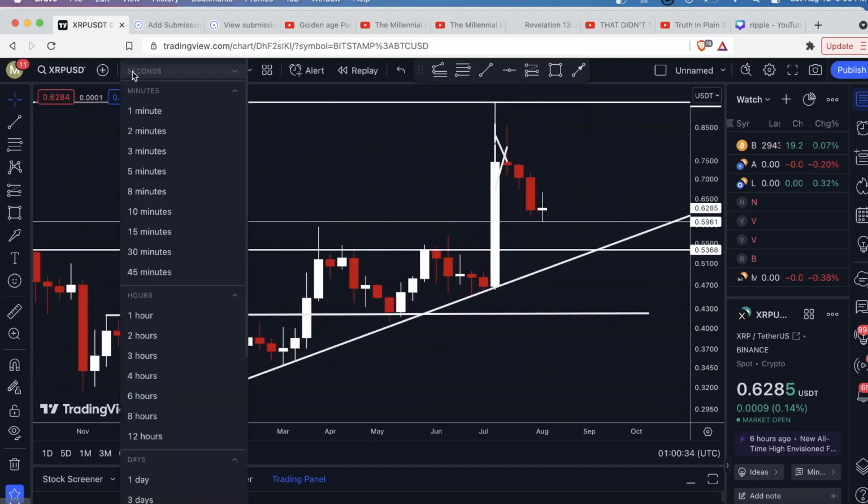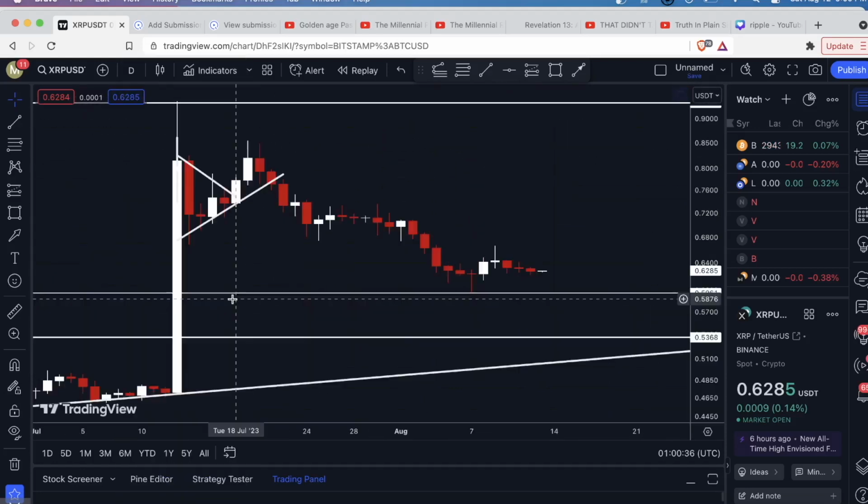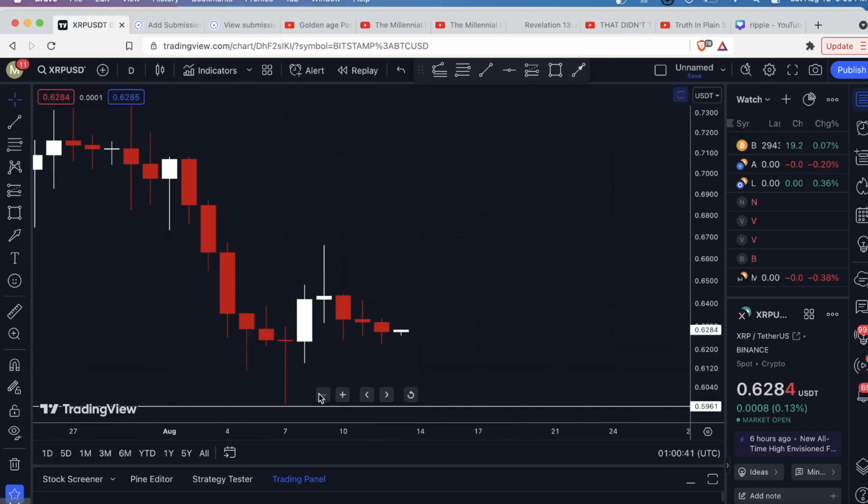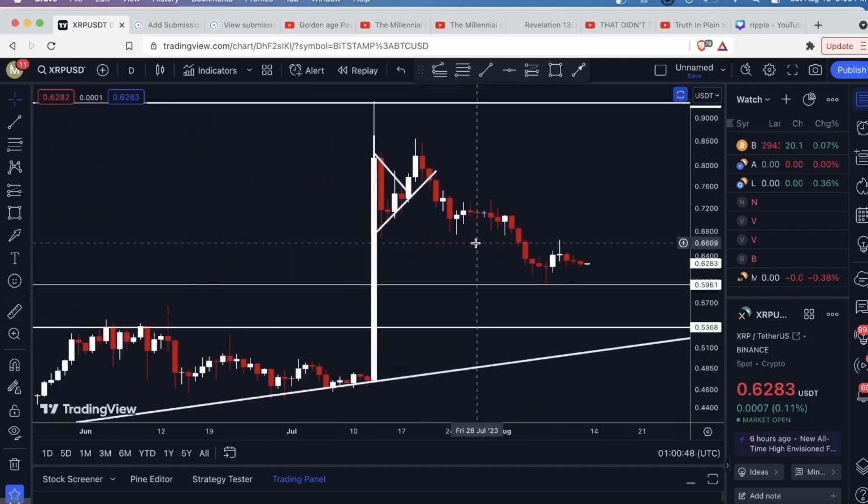So I'm going to change the time frame now, and I'm going to go down to the daily. And look what happened. As soon as the price came down to a T, look at this wick. It came right to the level and bounced off. Buyers stepped in, and they defended this level. Okay, so this is exactly what we want to see.